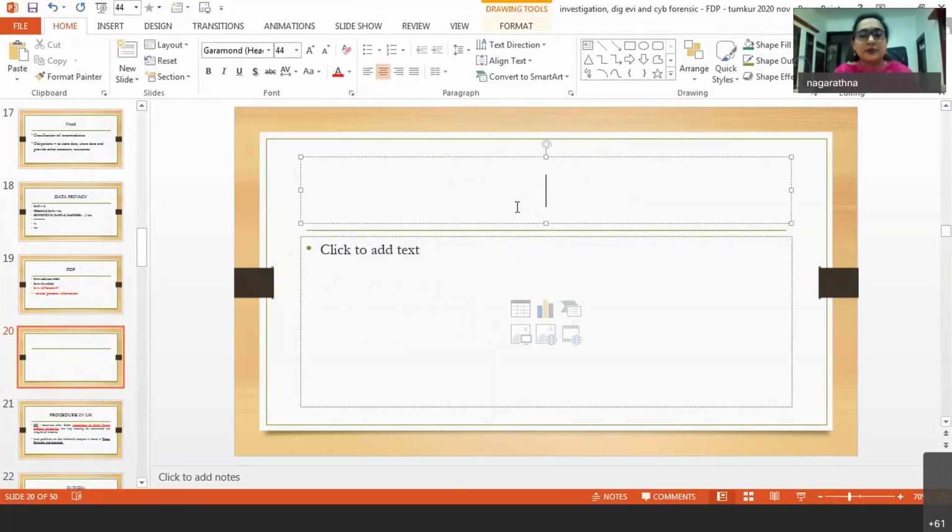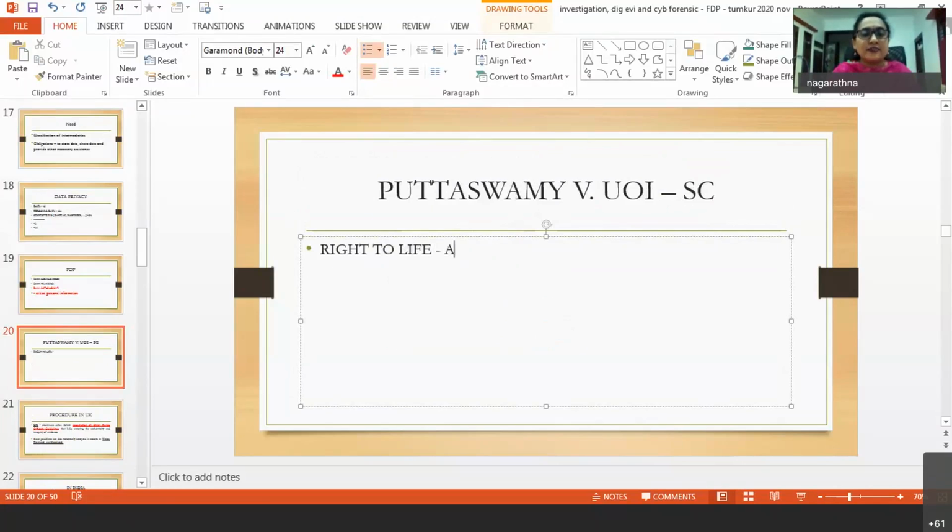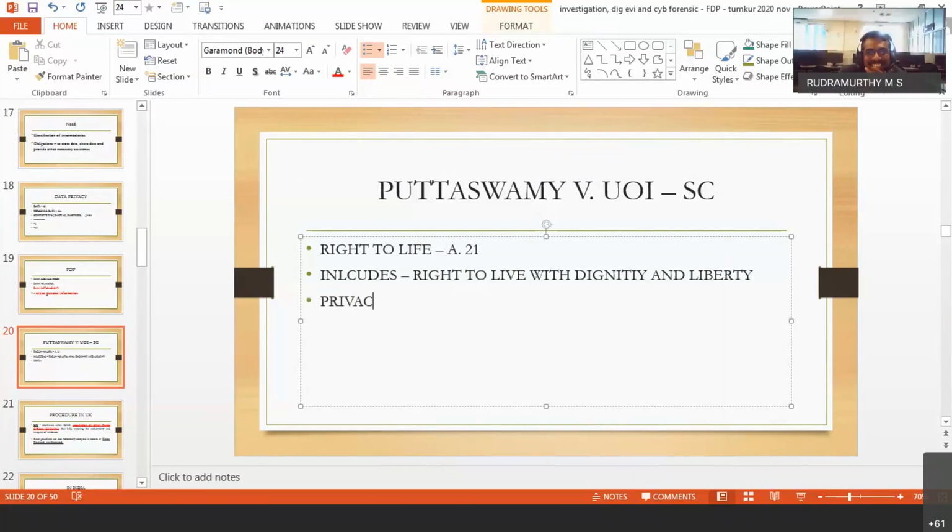So I'll then come to my last issue. In the case, I'm sure you would have heard about it, the Supreme Court of India recently said that we all have the right to life, right? Right to life is given to us under Article 21. Right to life includes the right to live with dignity and liberty. Sorry for the spelling mistakes. The Supreme Court says right to life also includes right to privacy, and right to privacy includes information privacy.